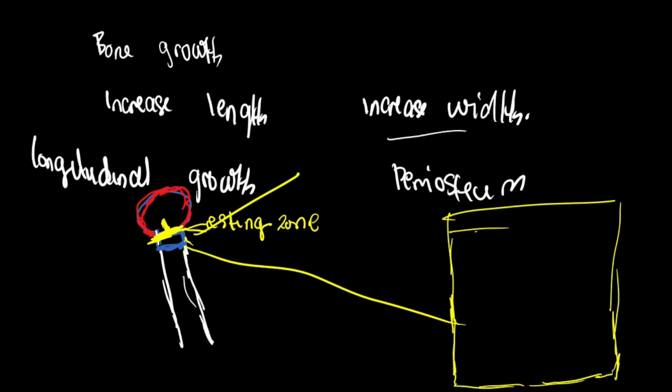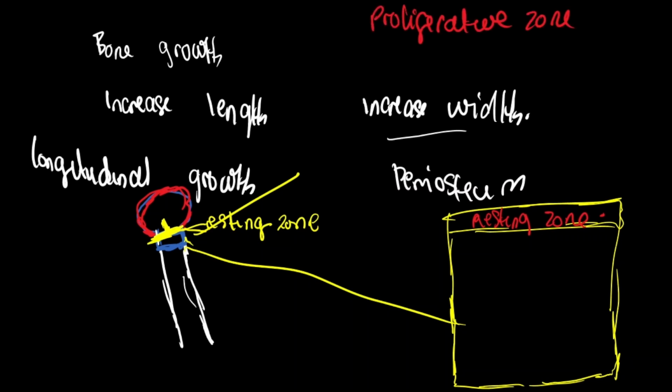This is the resting zone, the part that is closer to the epiphysis. Just below the resting zone, what we have is the proliferative zone. The proliferative zone, also known as the growth zone, is just below the resting zone, and it's actively dividing. By dividing and proliferating, it pushes the epiphysis. So it pushes the epiphysis away from the diaphysis.